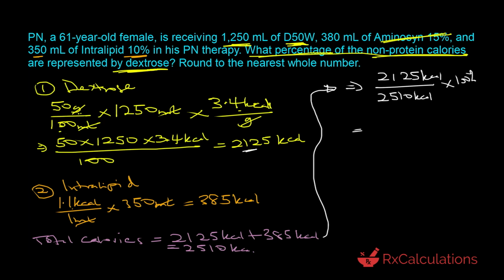It says round to the nearest whole number, so always pay attention to the guidance in the question. 85. Okay, so if everybody got 85, we will trust everybody with that. So let's talk about the important things here.